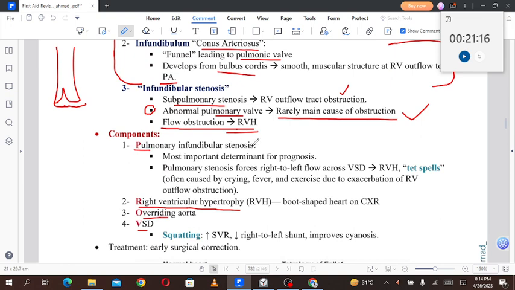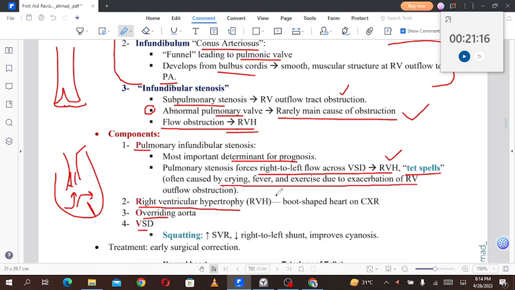Components of the tetralogy of Fallot are four. Number one is pulmonary infundibular stenosis, the one we just studied. It is the most important determinant of prognosis. Pulmonary stenosis forces right to left flow across the ventricular septal defect. Suppose this is the heart, this is the ventricular septum with a ventricular septal defect, and the pulmonary artery originates like that with some stenosis over there. Instead of going in that direction, the blood will take the path of least resistance and go from the right ventricle to the left ventricle. So the pulmonary stenosis forces right to left flow across the VSD. That also results in right ventricular hypertrophy, and in TET spells, often caused by crying, fever, and exercise, due to exacerbation of the right ventricular outflow obstruction.